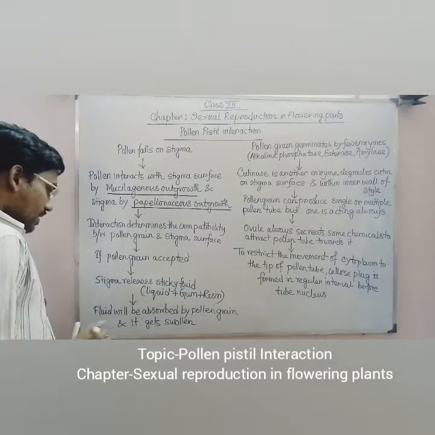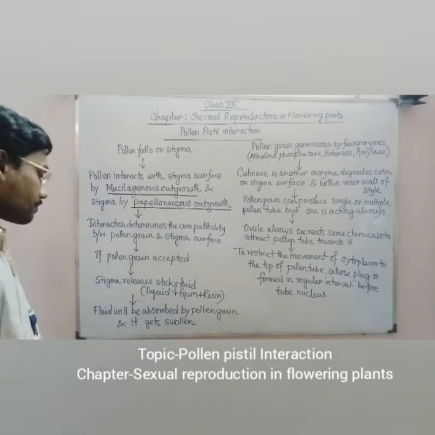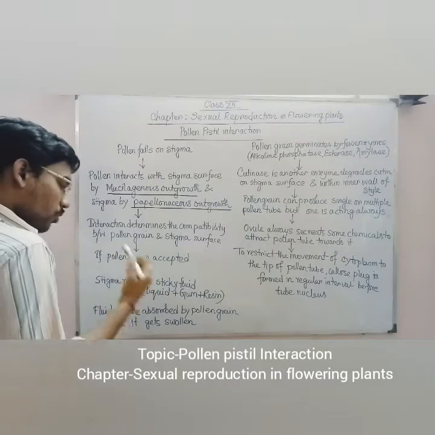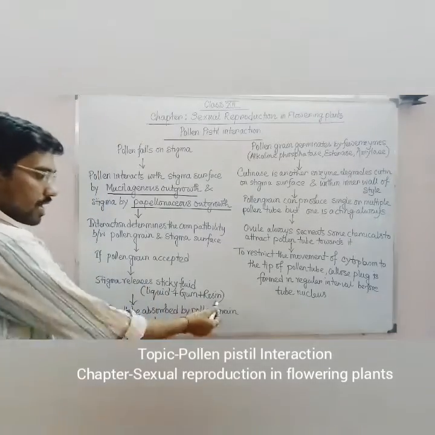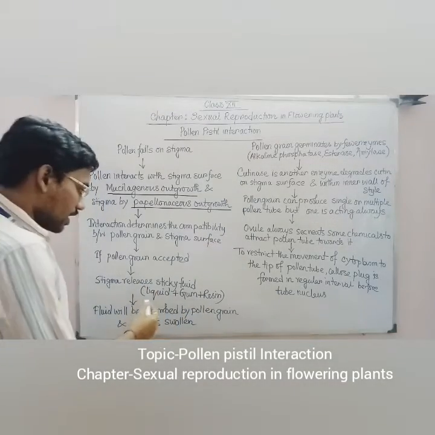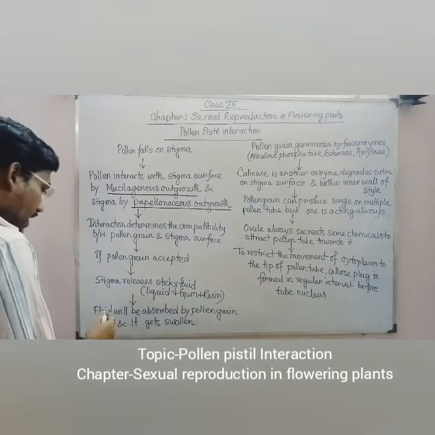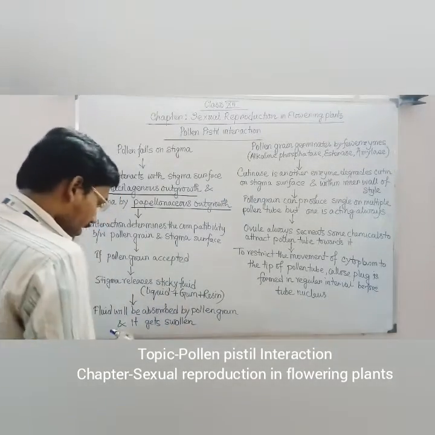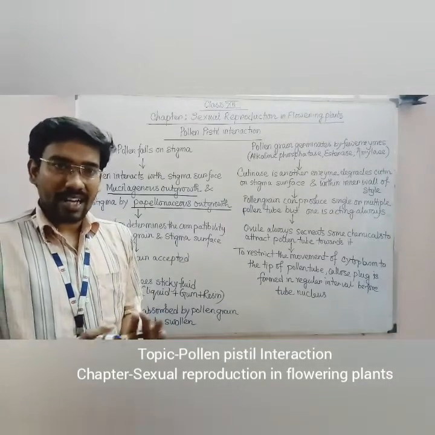What is the process? Stigma releases sticky fluid, if the pollen grain is accepted, then only. In that liquid, that is water is there, gum is also there, as well as resin is also present. So these three constituents are contained in that sticky fluid. Clear? After that, that fluid will be absorbed by the pollen grain and it gets soluble. Obviously, pollen grain will start absorbing that specific sticky fluid.